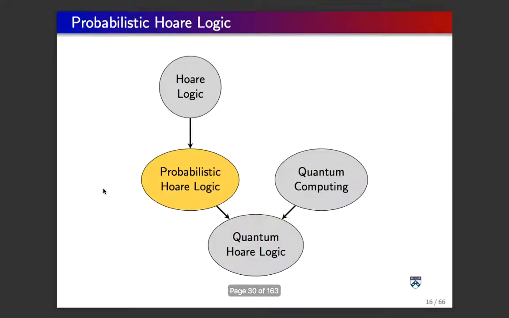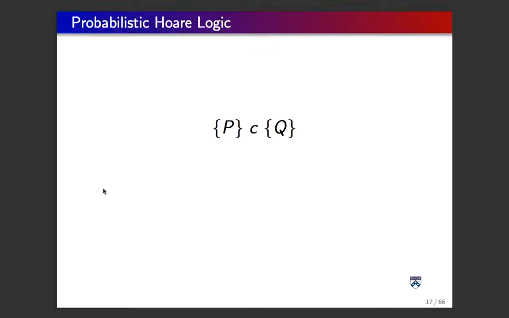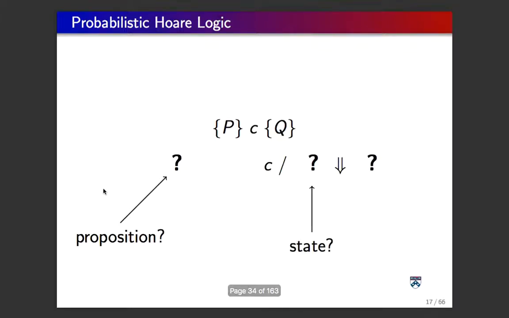So what happens when we add in probability? Well, it turns out that there are options. So we want to have something of the form P, C, Q, a Hoare triple, right? So the question is, what are our P's? What are our sigmas? And also, what are our down arrows? So is that a proposition? Are these states? And does this refer to termination?